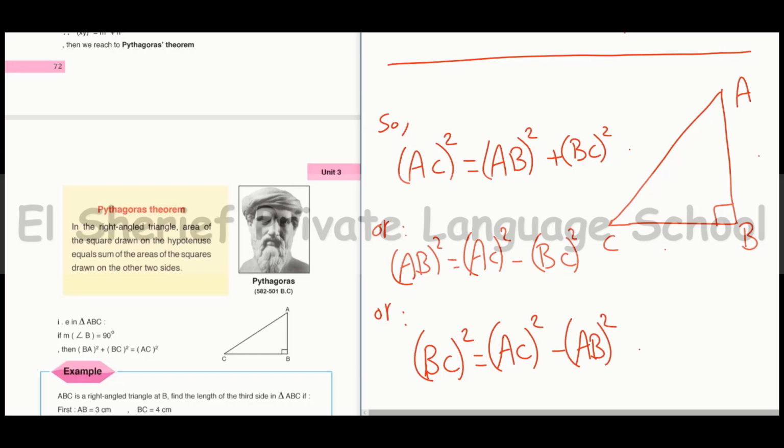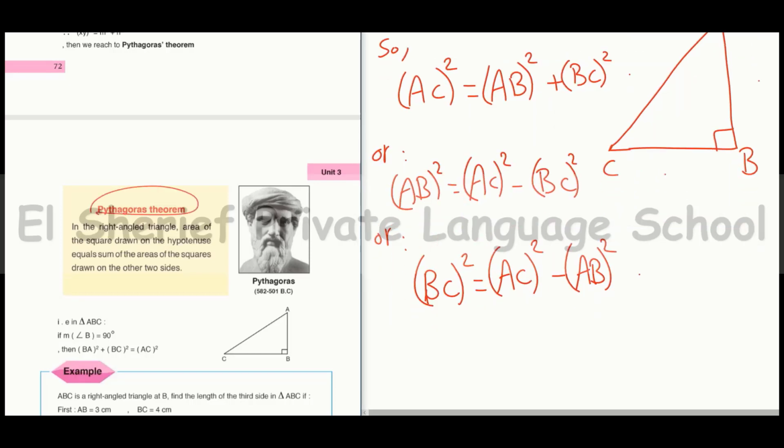This is the Pythagoras theorem. In the right angle triangle, the area of the square drawn on the hypotenuse is equal to the sum of the areas of the squares drawn on the other two sides, which are the sides of the right angle.